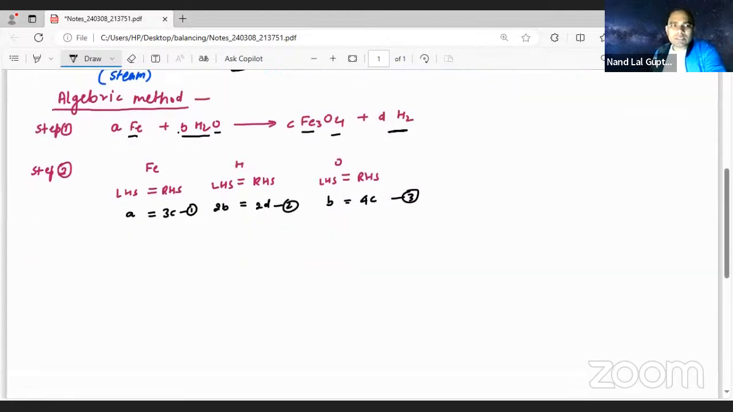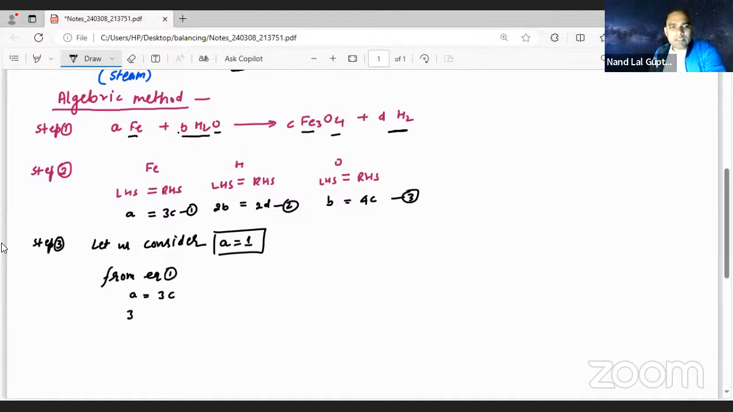Now this is step number 3. You have to consider, students, let us consider A equal to 1. So we have considered A equal to 1. From equation 1, A equal to 3C. You can write 3C equal to A. So 3C equal to A, whose value we have considered to be 1. So C is equal to 1 by 3. This we got.